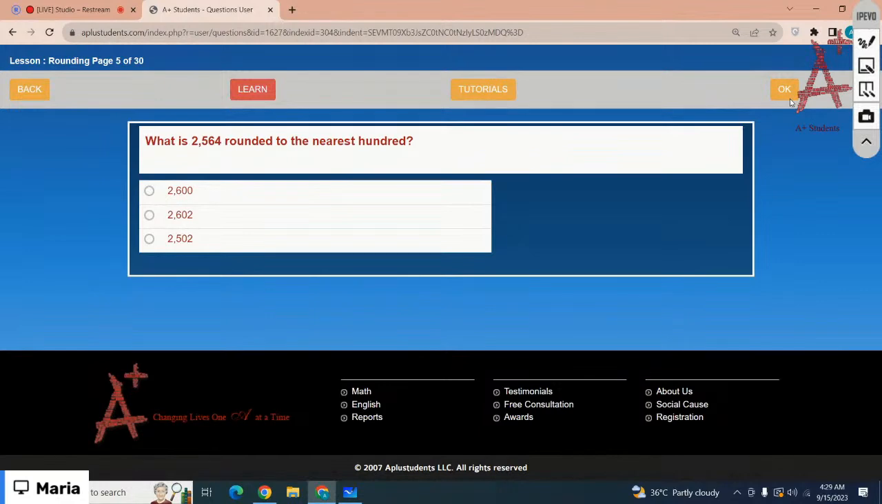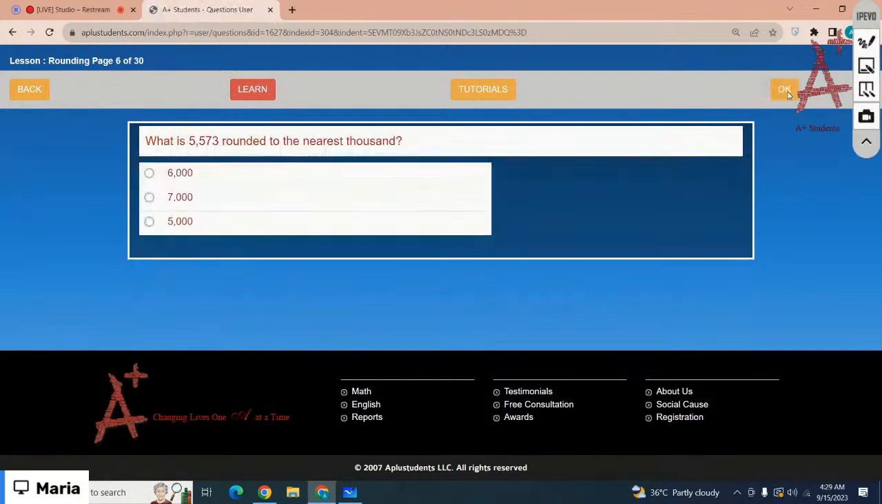What is 2564 rounded to the nearest 100? Which is the correct option? 5 is the digit at the hundreds position, right? So it would be rounded off to 2600. That is the correct option, right? Okay, what is 5,573 rounded to the nearest 1000? Which is the correct option?